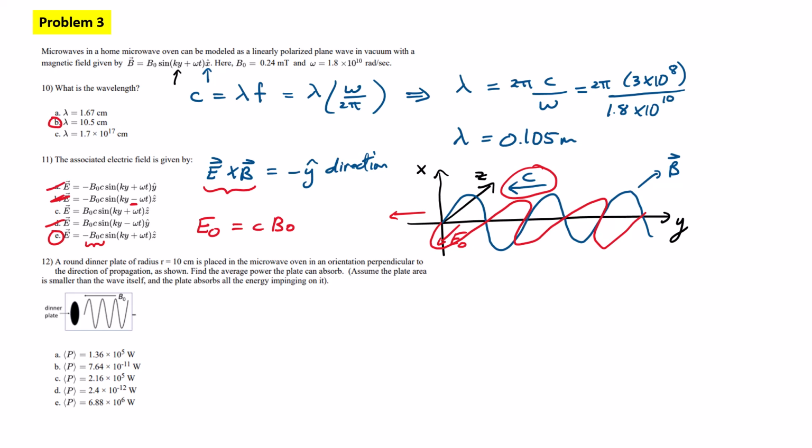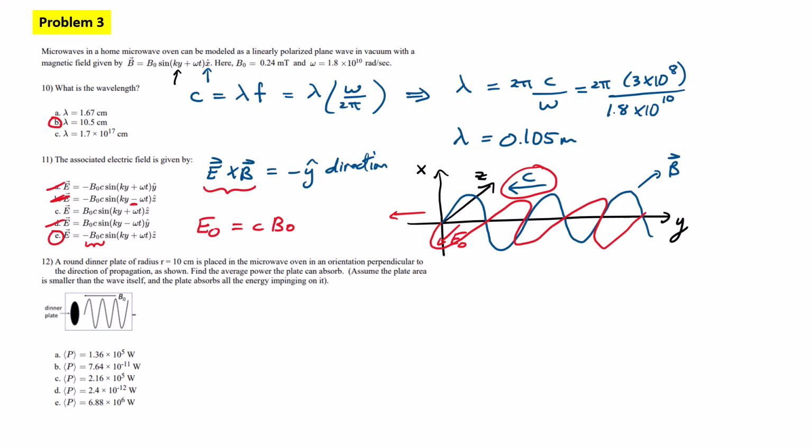All right, next problem says, a round dinner plate of radius 10 centimeters is placed in the microwave oven in an orientation perpendicular to the direction of propagation as shown. Find the average power the plate can absorb. Assume the plate area is smaller than the wave itself and that the plate absorbs all of the energy impinging on it.